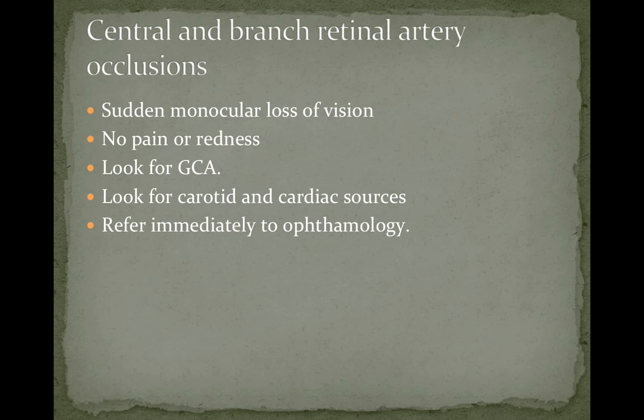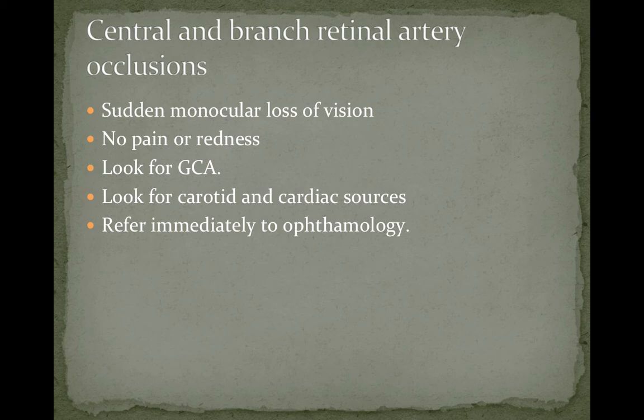Central and branch retinal artery occlusions are very similar to the retinal vein occlusions. They have a sudden monocular loss of vision. When we talk about monocular loss of vision, it means that they have vision loss in one eye, not both. So if you ask them to cover the affected eye, they're able to see very efficiently. They do not have any pain or redness, but in patients with retinal artery occlusions, we want to look for carotid and cardiac sources. So listen for bruits, and listen for any kind of murmur or atrial fibrillation.